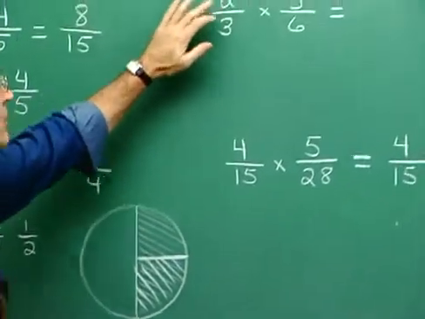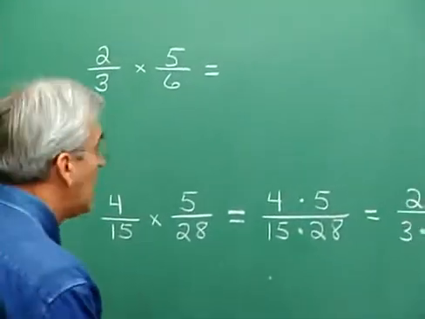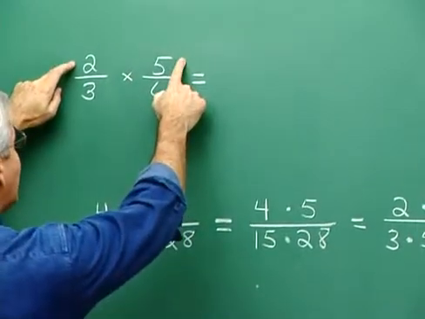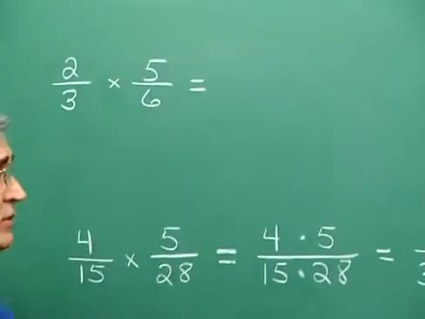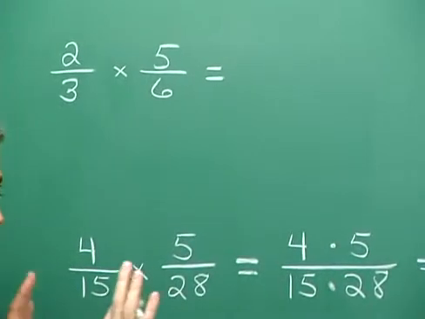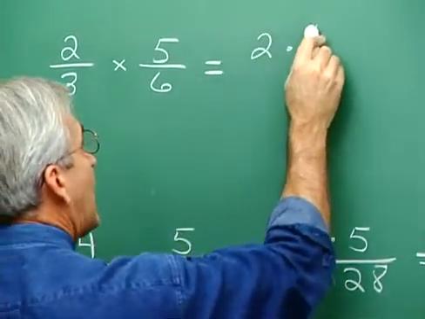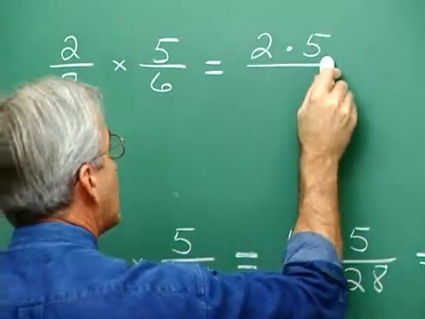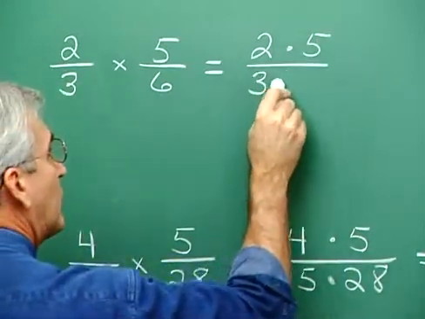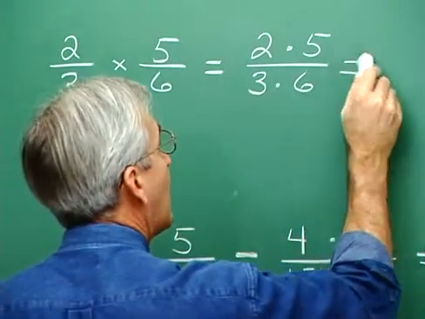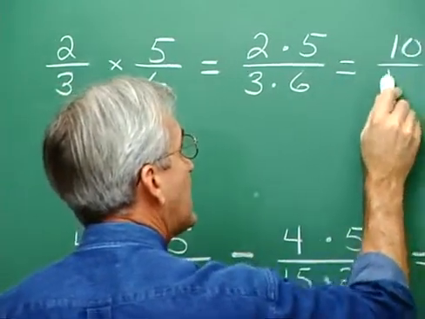Here's another one, 2/3 times 5/6. Our idea is to multiply straight across, so we're multiplying 2 times 5 for the numerator, 3 times 6 for the denominator. Now, to illustrate this more fully, I'm going to show this. It's 2 times 5 to get the numerator of the answer, and it's 3 times 6 to get the denominator of the answer. So that's what we're doing, and when we multiply, we get 10 over 18.